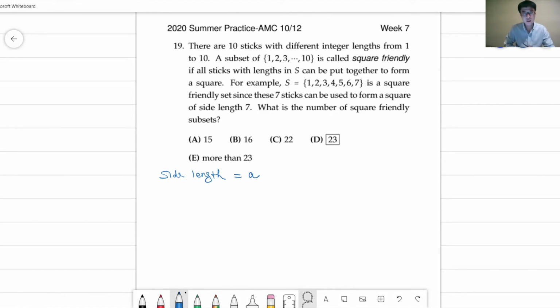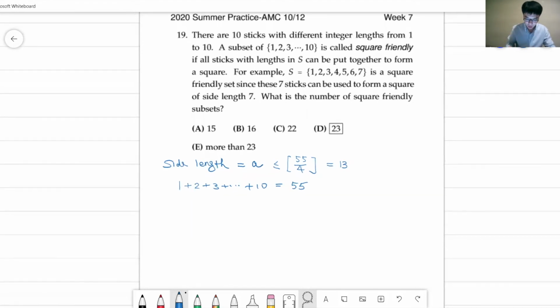Let's call this side length A, okay? We note that the sum of these numbers, 1 plus 2 plus 3 up to 10, equals 55. So the side length will be no more than 55 divided by 4. And of course, it's an integer, so we choose the integer part. This value is 13. So the side length is at most 13. Okay, now let's also see the minimum possible side length.